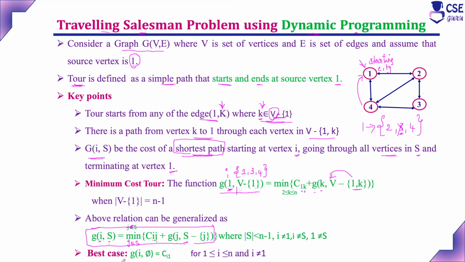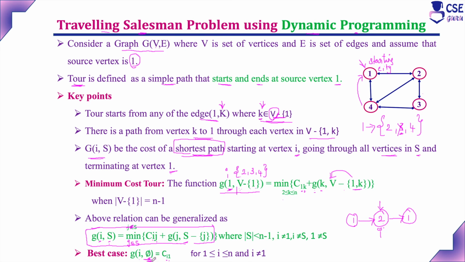And the best case is g of I comma phi. Here I is the current vertex you are visiting, and next there is no vertex to be visited, that is, the empty set. Suppose the tour starts from the starting vertex 1 and next you visit 2. After 2, there is no other vertex to be visited. In that case, you have to include phi. In the given graph, apart from the starting city, there is only one more city. The salesman has to come back to the starting city. So this is the best case and this is the function.